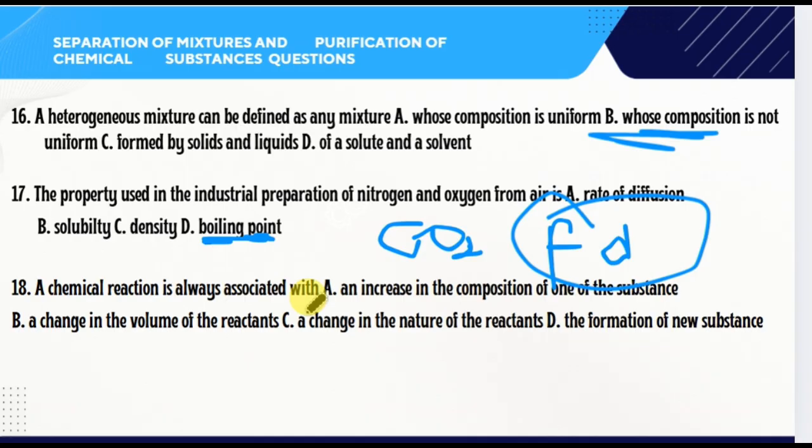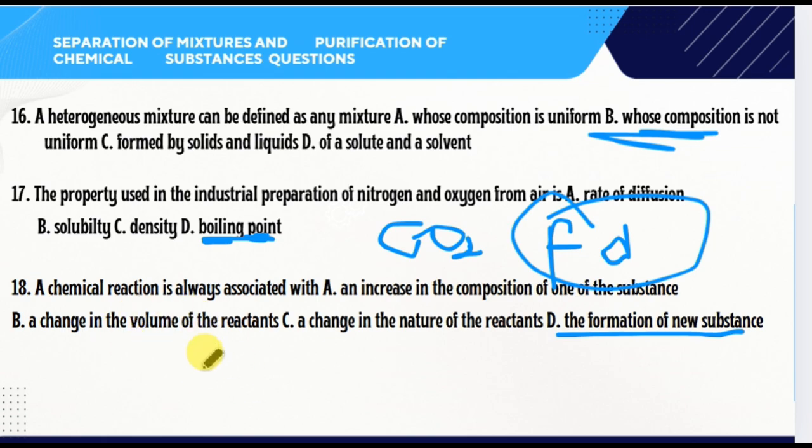Moving on, a chemical reaction is always associated with dash. An increase in the composition of one of the substances, change in volume of reactant, change in nature of reactant, formation of product. A chemical reaction is a chemical change and it is always accompanied by the formation of new substances. An increase in the composition of one of the substances is already breaking the law of conservation of matter. So it's wrong.